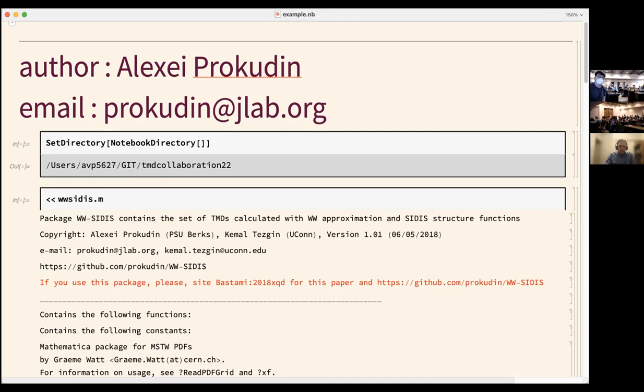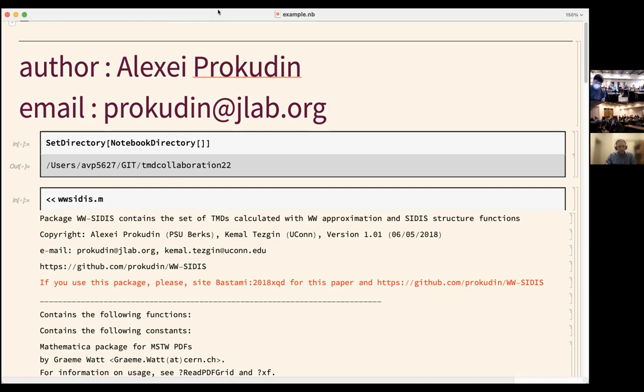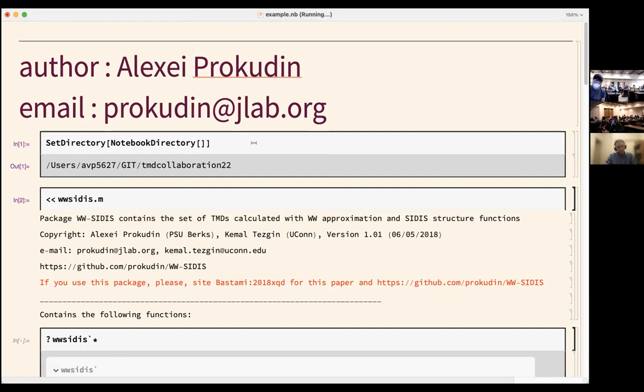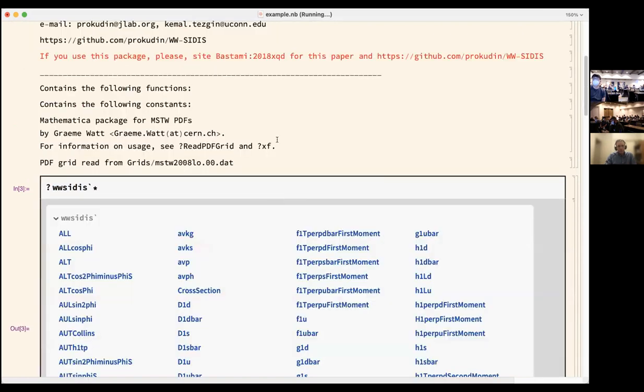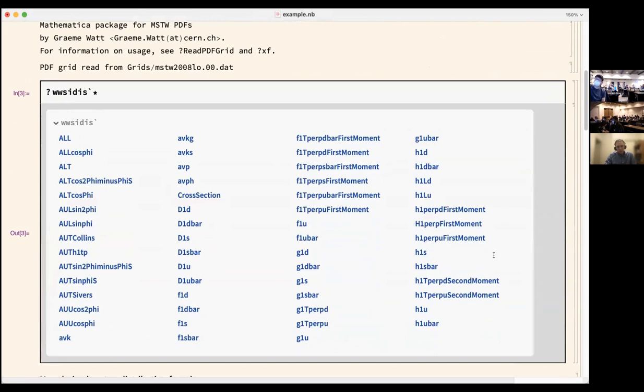Okay. Right, so for the last 25 minutes, let me introduce the examples and the homework. Here's the notebook. It's called example.nb. That's just introducing the package. So let me evaluate it. What this notebook is doing is reading the package, which is called wwcds.m, which was written by myself and a PhD student from the University of Connecticut, who is now a postdoc at JLab, I believe. This gives you all the functions that are present there.